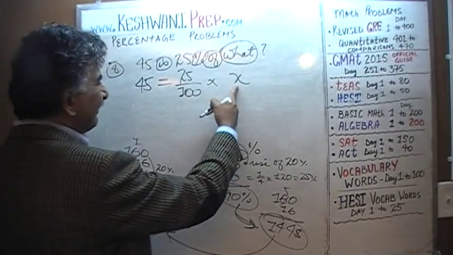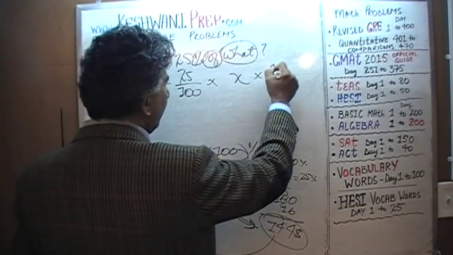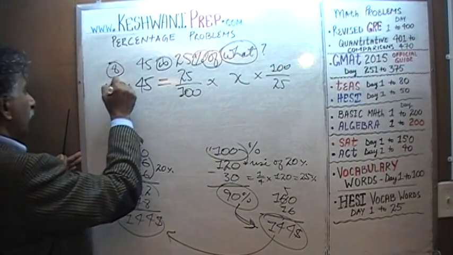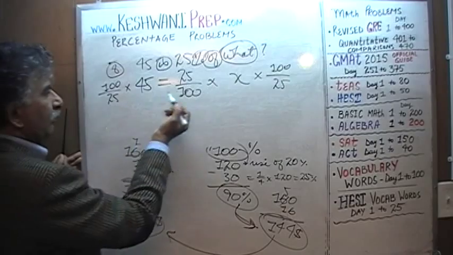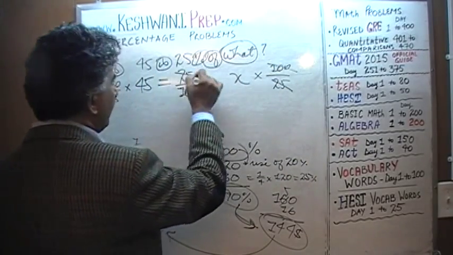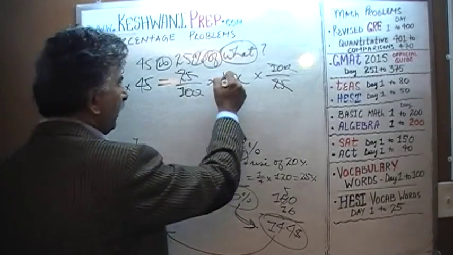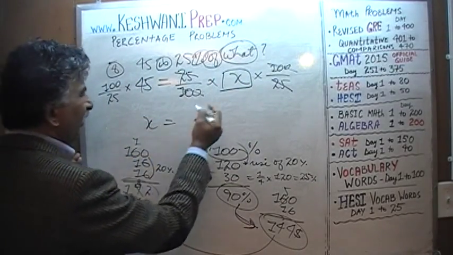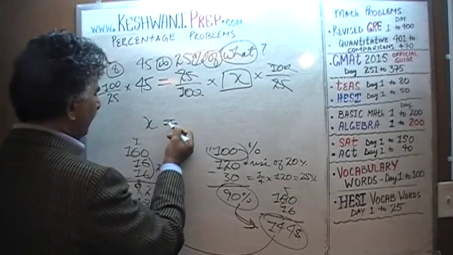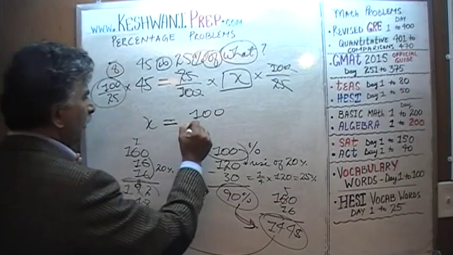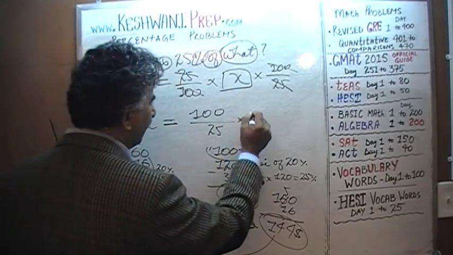We want the x by itself, so let's multiply both sides by 100 over 25. We have 100 at the bottom, 100 at the top, it goes away. We have 25 at the bottom and 25 on the top, it goes away. And we are left with x by itself. So therefore, x equals 100 over 25 times 45.